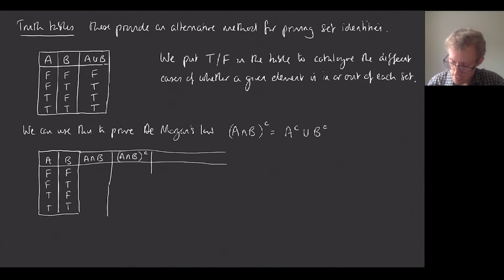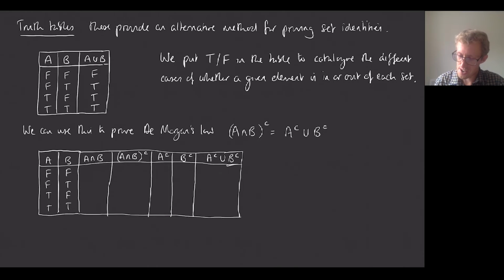You don't need to write out the sub-stages here if you don't want to. But then we're going to be interested in the complement of A. We're going to be interested in the complement of B. And then we're going to be interested in the union of those two. Okay, it would have helped if I knew what size the table was to start with. Okay, and now for each case, I'm going to go across, filling it in.